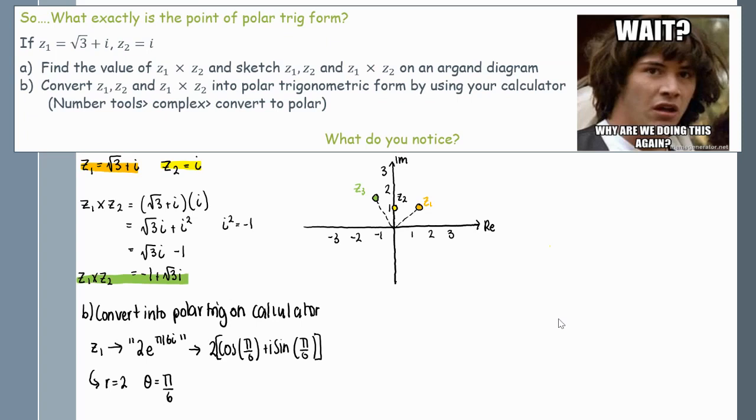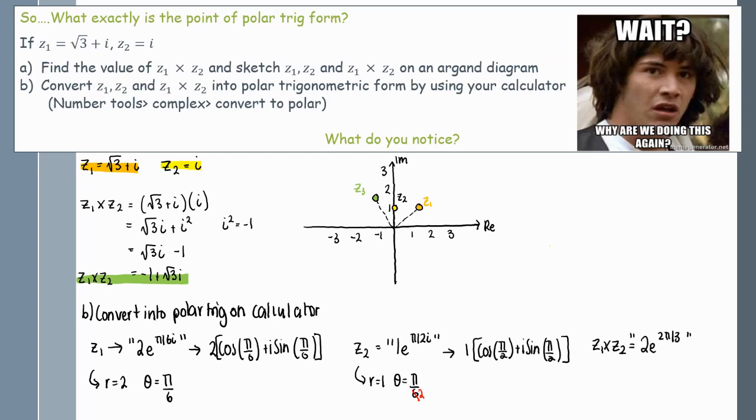You can do the same for z2 on your calculator. Again, it will spit out what is known as polar exponential form, and this is the form of complex numbers you'll use at university. It's just a different, more succinct way of expressing complex numbers. So here the modulus is 1, and my theta should be π/2 here, not π/6. So I get 1(cos π/2 + i sin π/2). On my calculator, again, I can convert z1 times z2, or -1 plus √3i, into polar exponential form. And using that, I can rewrite it in polar trig form as 2(cos 2π/3 + i sin 2π/3).